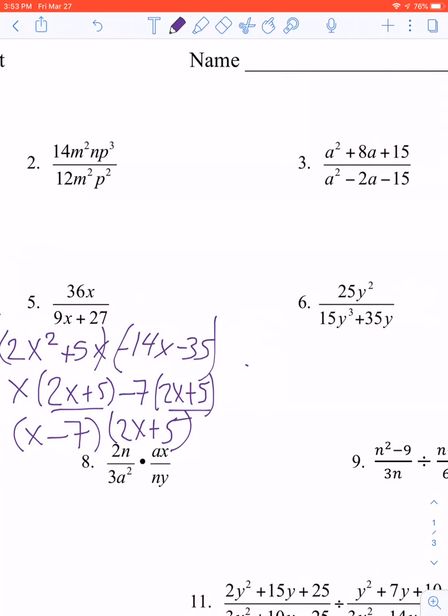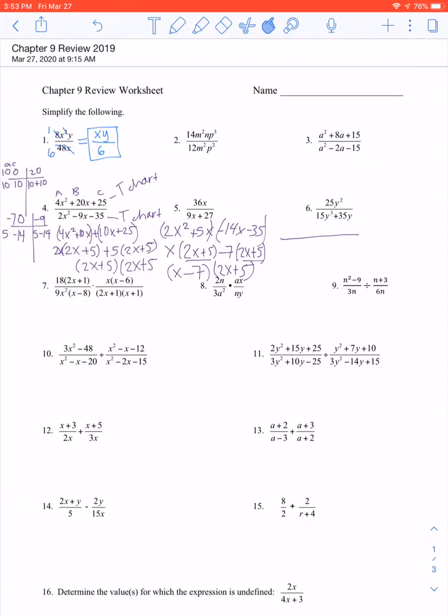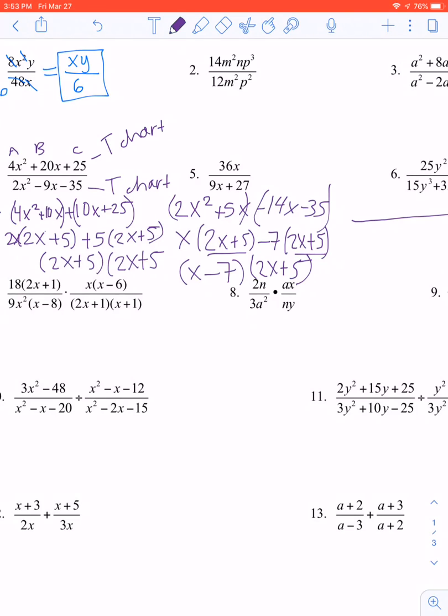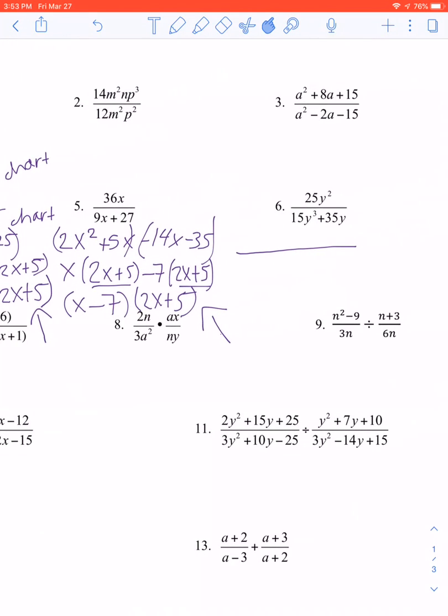Now if we remember, we're going to have our fraction on top and our fraction on bottom. Our top fraction is this over here, 2x plus 5, 2x plus 5. And our bottom part of the fraction is this, x minus 7, 2x plus 5. So we're going to put 2x plus 5, 2x plus 5 on top. And then on the bottom, we're going to put x minus 7 and 2x plus 5.